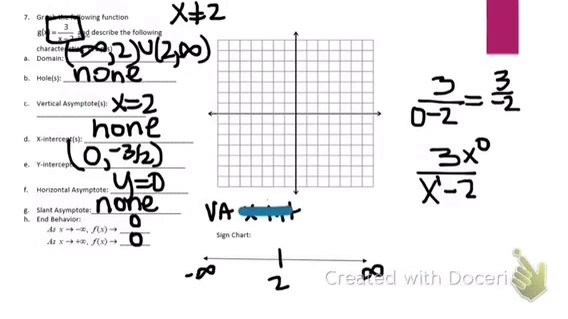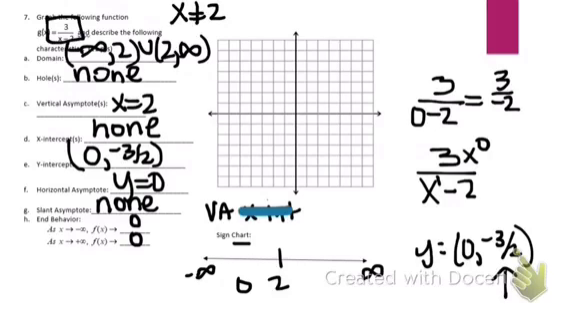If I'm looking at this one, my y-intercept I found is 0, negative 3 halves. So looking on this actual sign chart, 0 falls between negative infinity to 2. The sign of the y-intercept is negative. So that means the other interval has to be positive. And I am going to go ahead and graph everything that I need to graph, okay?